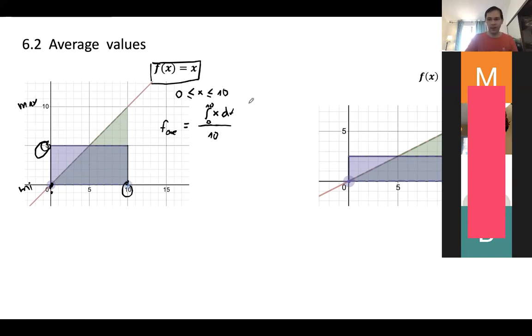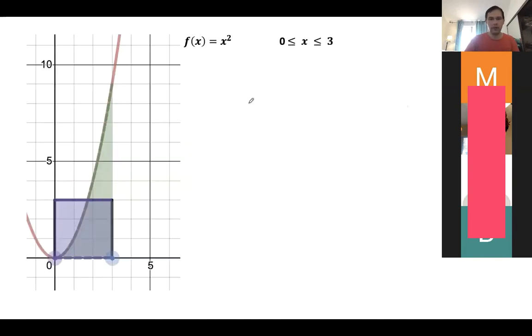But when the function is more complicated, like for example x squared. So the function is f of x equals x squared, and consider x's only between 0 and 3. Then if I want to compute the average value of this function, this is going to be equal to the integral from 0 up to 3 of this function x squared.